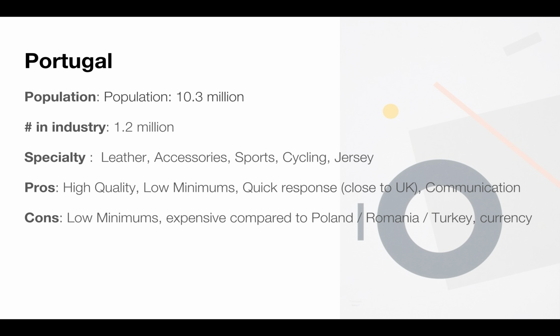Portugal, population 10.3 million, so relatively small, but 1.2 million are in the industry. They specialise in leather, accessories, sports, cycling and jersey fabrics. Pros are high quality and low minimums, and relatively quick response due to them being close to the UK. Communication, they speak excellent English and understand the fashion industry. Cons, there are low minimums as well, in the sense that 300 pieces is actually quite high for some people. They're expensive compared to Poland, Romania and Turkey.